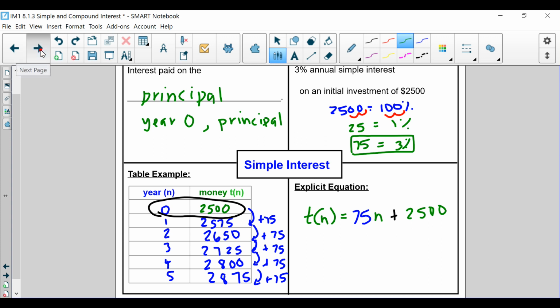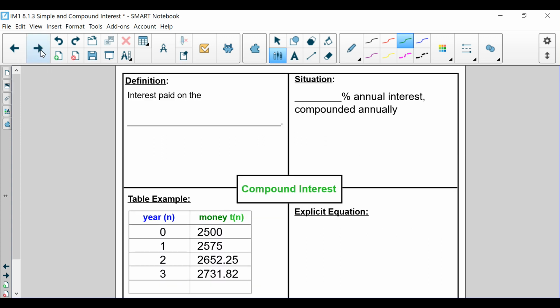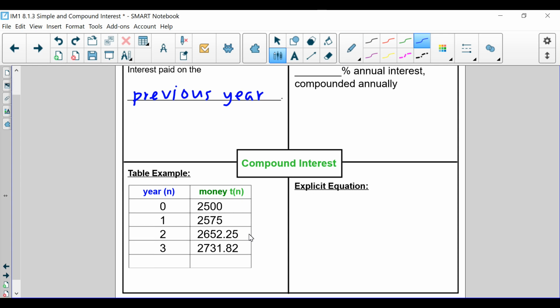All right, let's go to the next one. Here we go. Now, this is actually the one that's commonly used. This one is the one that banks actually use, and it's called compound interest. And this is based on the interest that's paid on the previous year. So what happens is compound interest is an interest that's paid each time from the previous year. So let's see if we can figure out what's happening here.